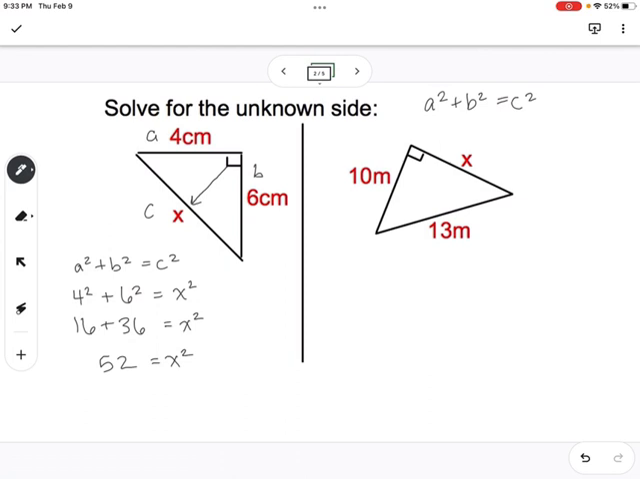Now, we still don't have x by itself. We need to get rid of this squared in order to have x by itself and find that missing side. So we need to do the opposite to bring the squared to the other side. The opposite of a squared is a square root. So the square root of 52 is equal to x. And we get 7.21 centimeters as our answer.